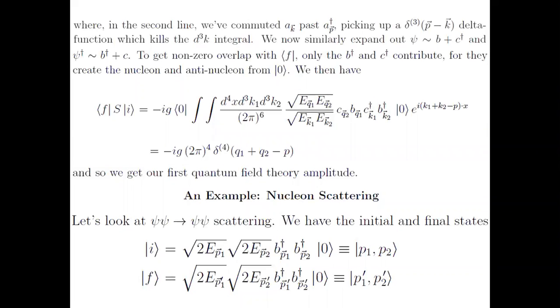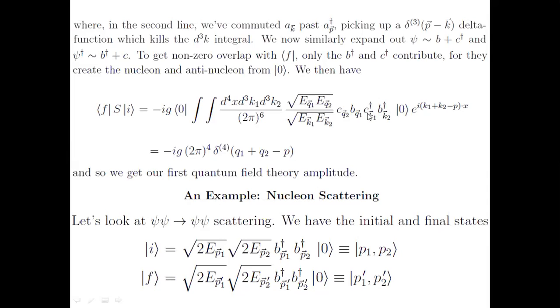Now we expand the psi and phi fields. This is the expansion, as we noted earlier. As we expand, many terms will come, but only this term will contribute to the amplitude. Here k1 and k2 are the expansions of the psi and psi dagger fields, and q1 and q2 are the outgoing momenta of the nucleons. This comes from the expansion of the psi and psi dagger fields.